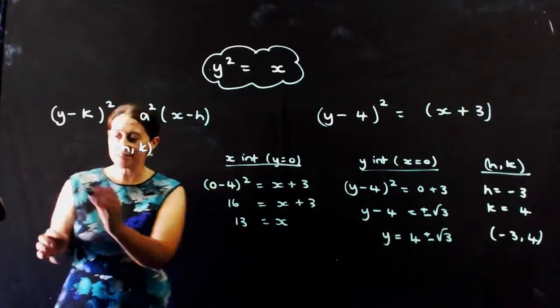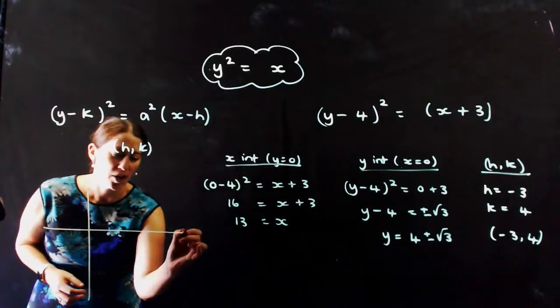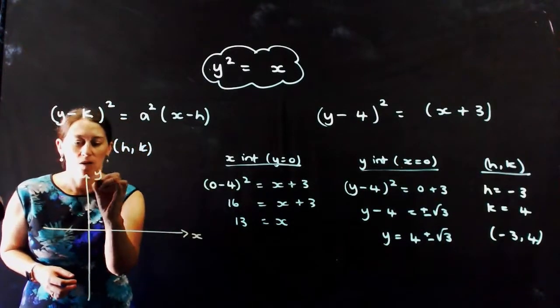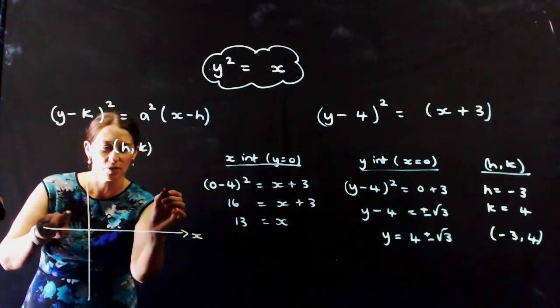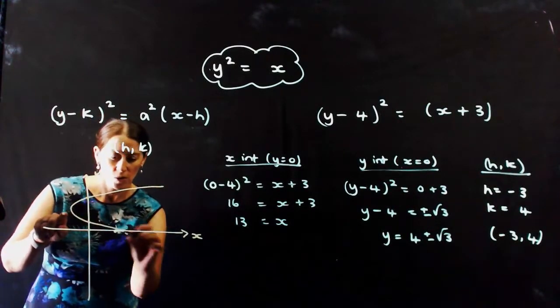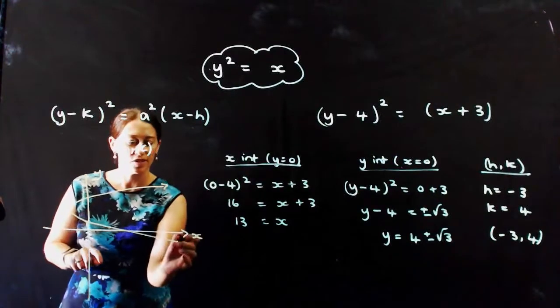When I sketch this, let's put our axes there. I'm going to get my idea. The turning point's around here, but it cuts the x-axis at 13. So I've got to have a sort of smooth graph like that, which is continuous.